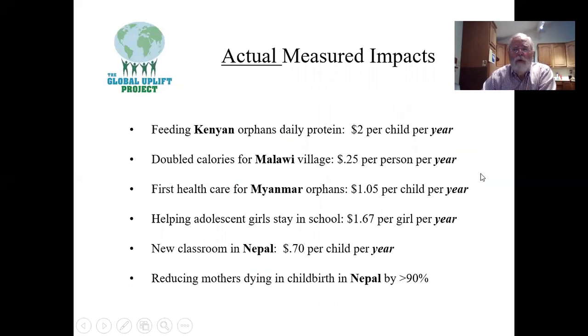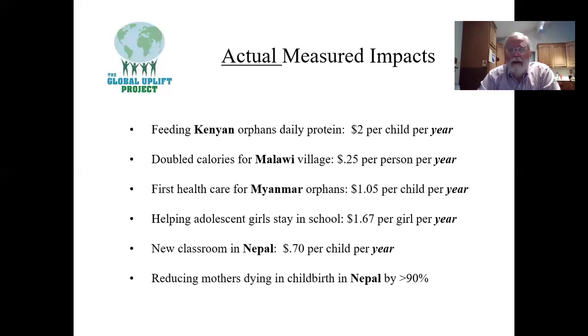This is the most important slide in the whole presentation. I'm going to go a little bit slower here. It tells you the actual measured impacts from these projects as we develop them. We're feeding Kenyan orphans daily protein for $2 per child per year. For $2, we can feed a child protein every day of the year.